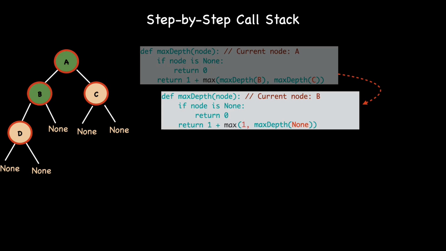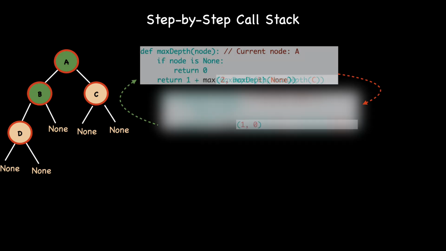Here also, another maxDepth function call is made for the right child of node B, and that points to none. So this also returns 0. The maximum depth at node B is computed as 2 and is returned to the previous function call.